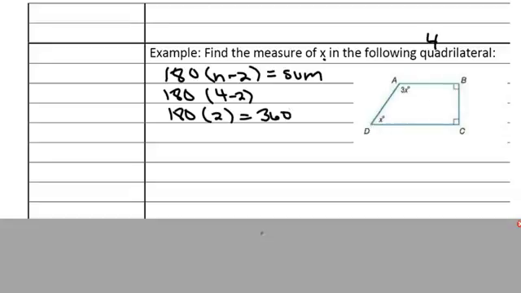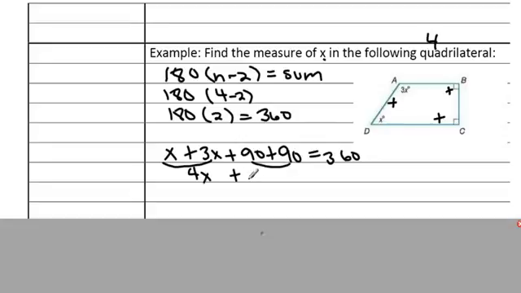So that means that if we add x, add it to 3x, add it to this 90, add it to this 90, that total, all the angles will equal 360 degrees. Okay, so I'm going to go ahead and combine my like terms. X and 3x is 4x. 90 and 90 is 180. That'll equal 360.